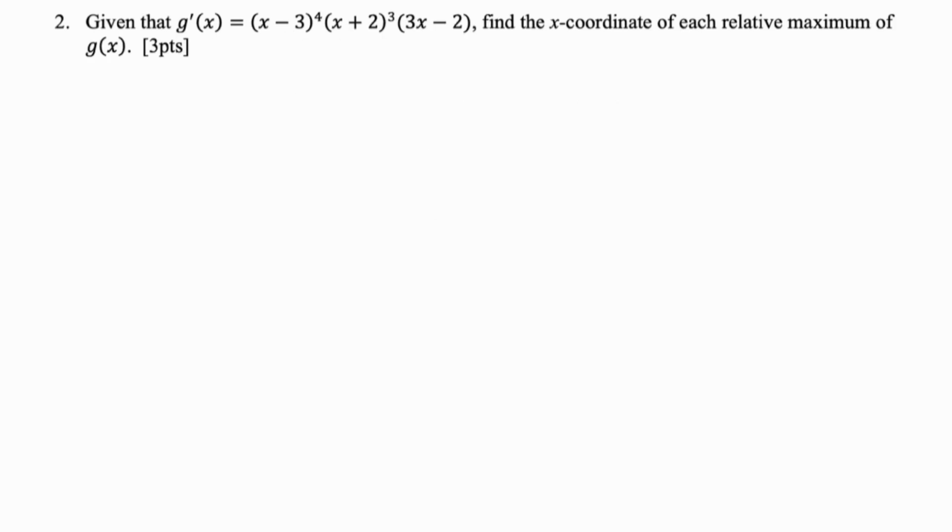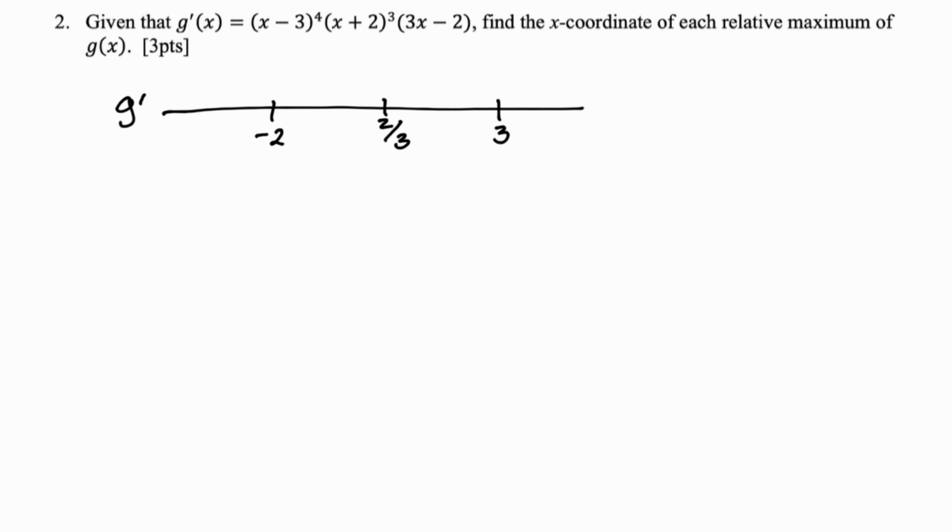So number 2, given that g prime is the quantity x minus 3 to the 4th, the quantity x plus 2 cubed, the quantity 3x minus 2, find the x coordinate of each relative maximum of g of x. So this to me is definitely a sign chart problem. So let's make a sign chart. So it's going to be for g prime, the zeros of g prime are positive 3, negative 2, positive 2/3. Make sure you put them in order on that sign chart. Otherwise, you're going to have a lot of trouble.